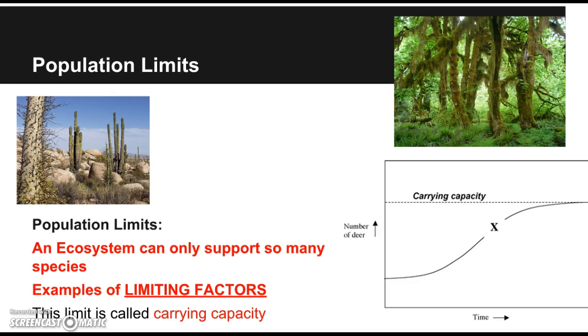Now, also in an ecosystem, we talk about biodiversity and the number of organisms, but an ecosystem can only support so many species. And this is an example of limiting factors.